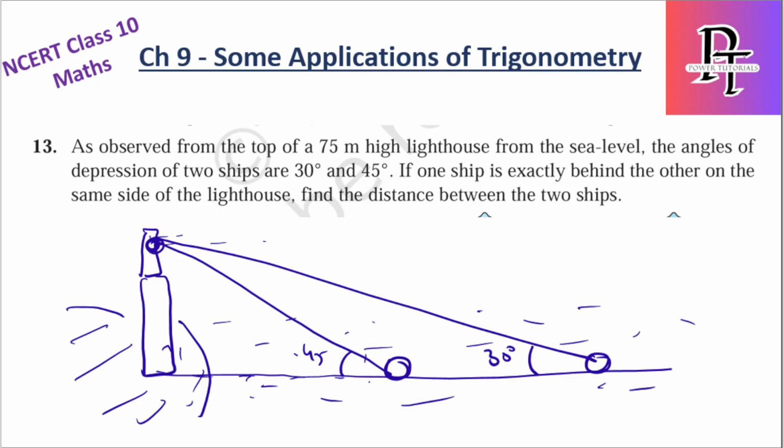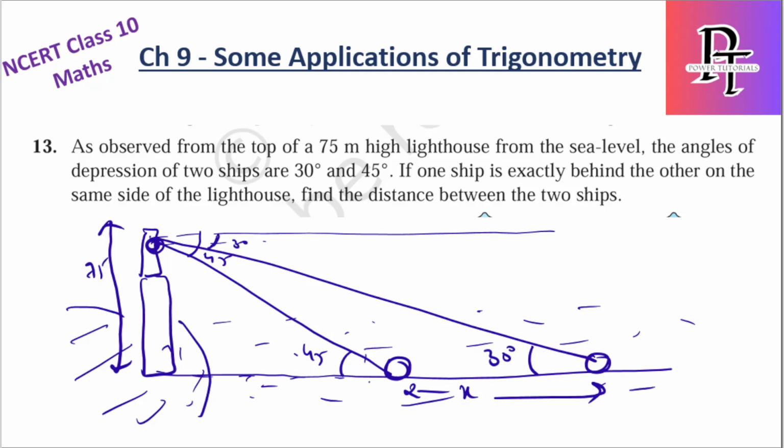I wrote it this way because I used the alternate angles concept. So this angle is 30, whereas this angle is 45. Just use the parallel angles concept. I found that this angle is 45, this angle is 30. Let's try with respect to triangles. The lighthouse height is 75, which they have mentioned. They just want to find the distance between the two ships. What is the value of this distance?